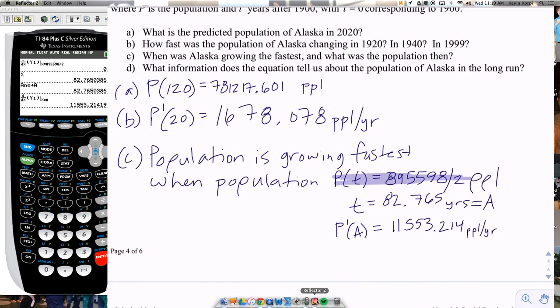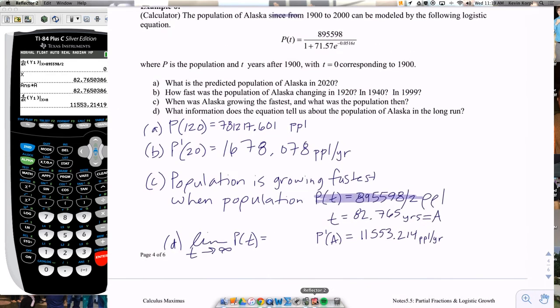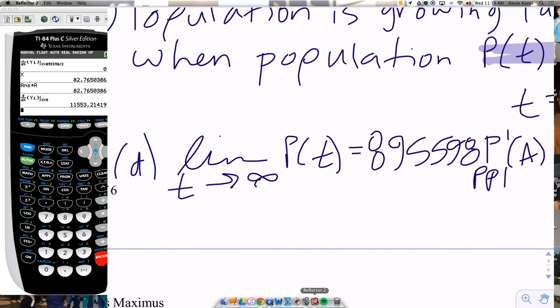All right, part D. What information does the equation tell us about the population of Alaska in the long run? Well, in the long run, that's a nice way of saying what is the limit as t goes to infinity of P of t. And of course, what's the answer? Alaska has a carrying capacity of 895,598 people.